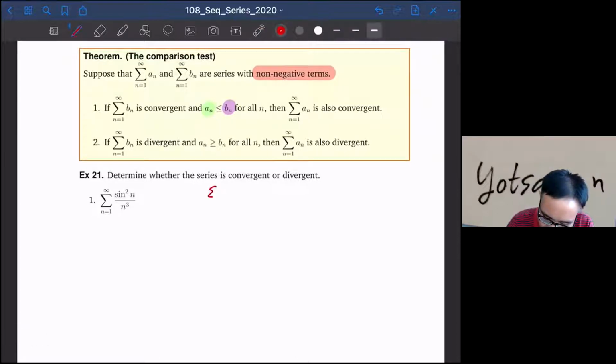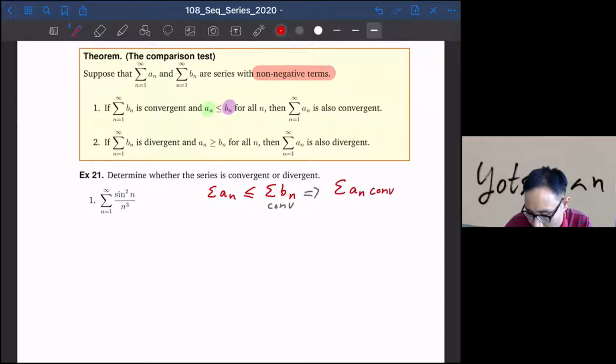So you have the series a_n smaller than the series b_n, and the series b_n converges. So you are able to conclude that the series a_n converges. Okay, so that is the first idea. And the second idea is if you would like to conclude that your series is divergent, you have a series that is higher than a series that diverges.